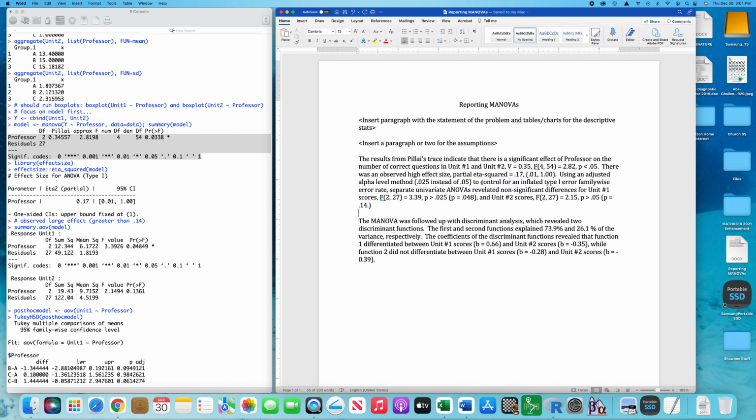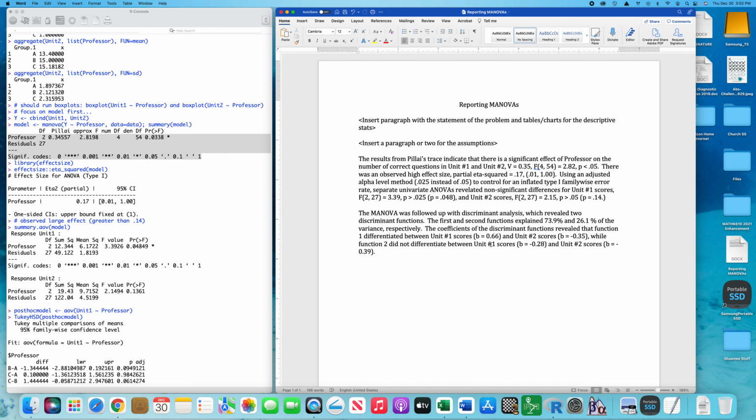Well, that's kind of crazy. To control for an inflated type 1 family-wise error rate. Separate ANOVAs revealed non-significant differences. Again, we're testing at 0.025. So I report this as just greater than 0.025, kind of to support that statement, but I don't want the reader to think I'm doing something fishy, so I do come in and report the p-values.